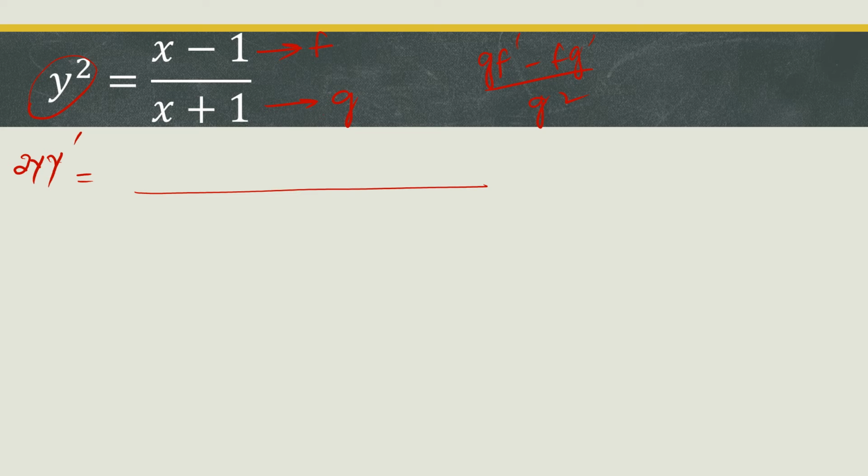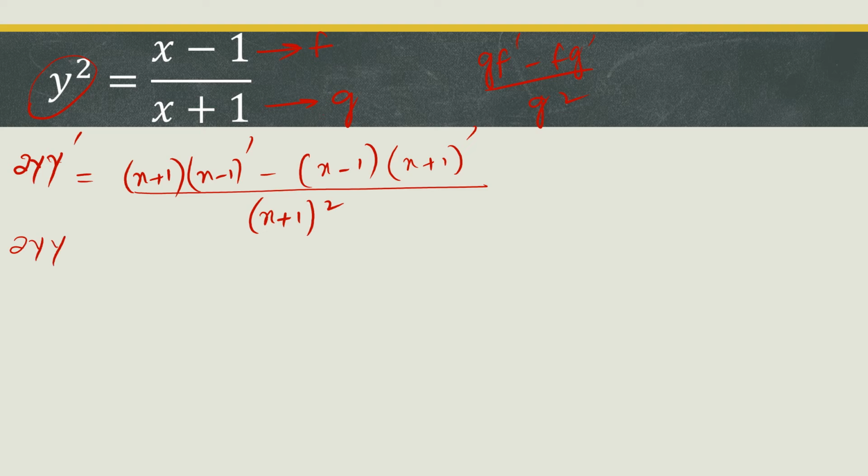Now solve for this one. So x plus 1 whole square, that is your g square. Then g is x plus 1. F prime means x minus 1 with the prime, minus f, that means x minus 1, and g prime, that is x plus 1 with the prime. Now keep the 2y prime on the left hand side, and try to solve the right hand side.